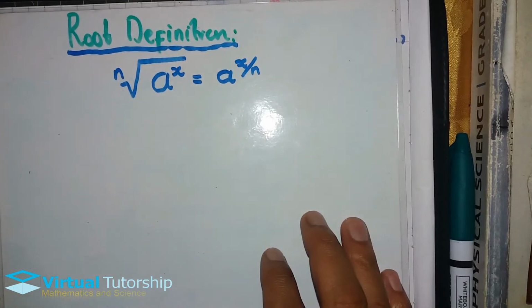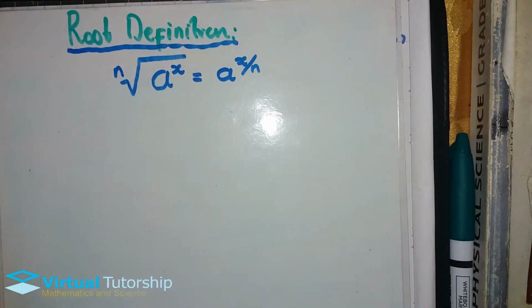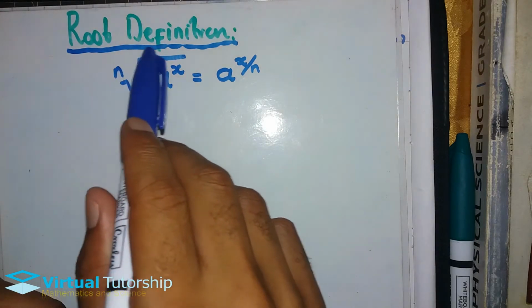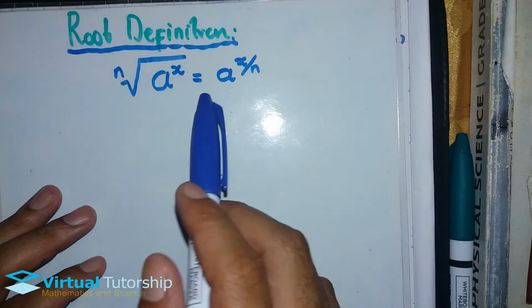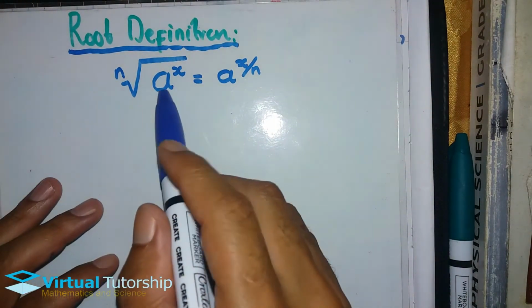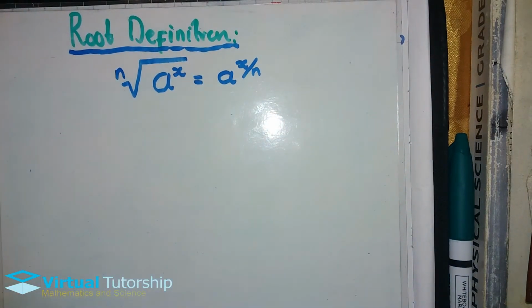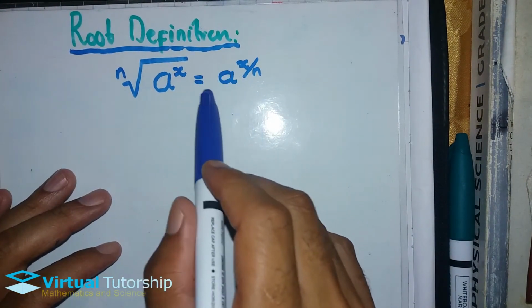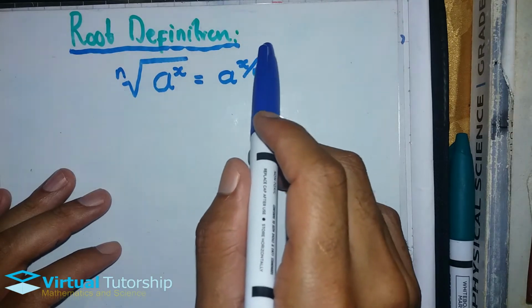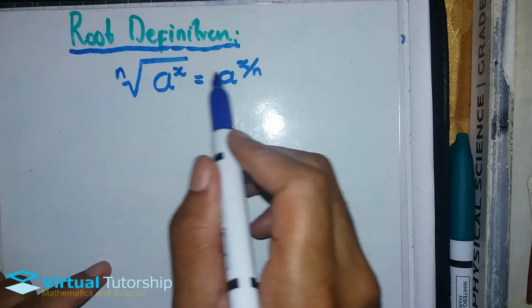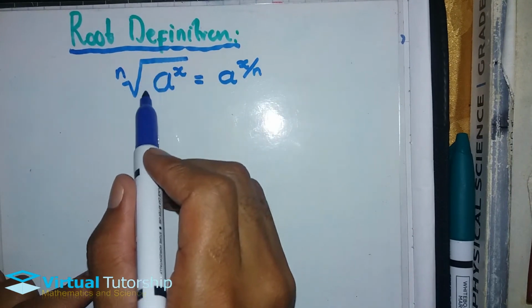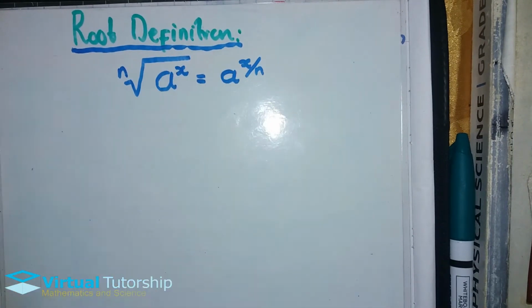Okay, so let's talk about the root definition in this lesson, right? A root definition states that if we have an nth root, and under that nth root there is a power, which in this case is x to the exponent of n, it's equivalent to a exponent x over n. The n of the root is the denominator and the exponent of the power is the numerator, right?